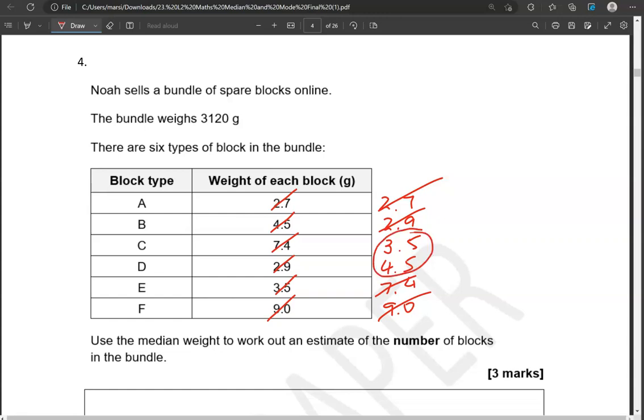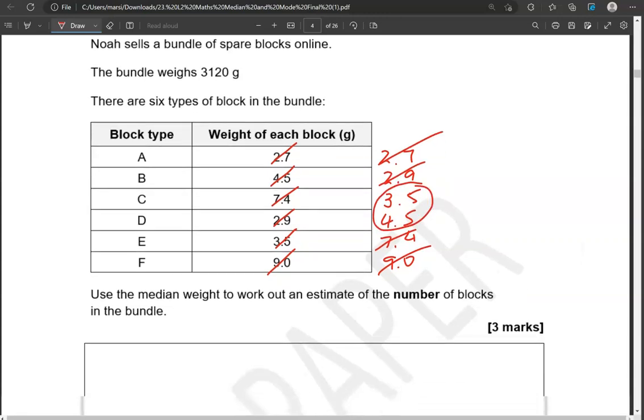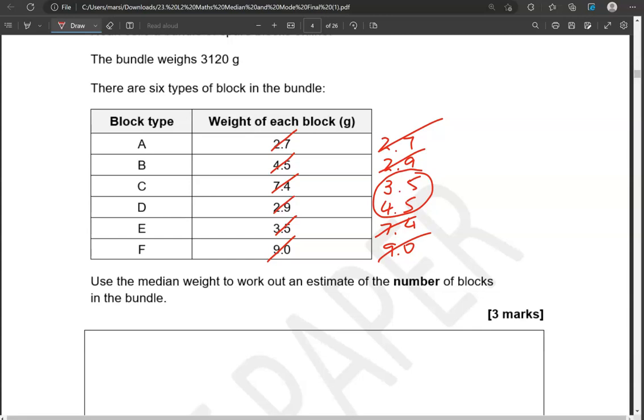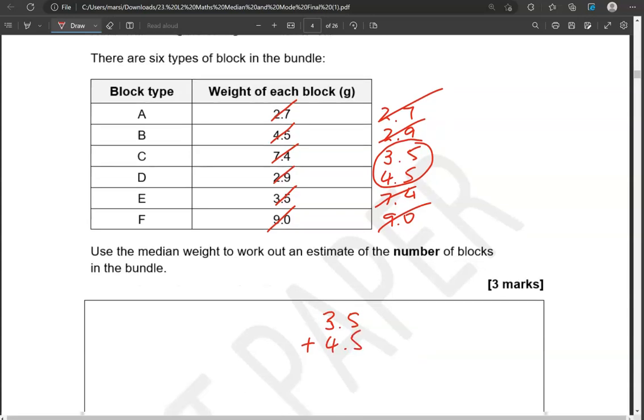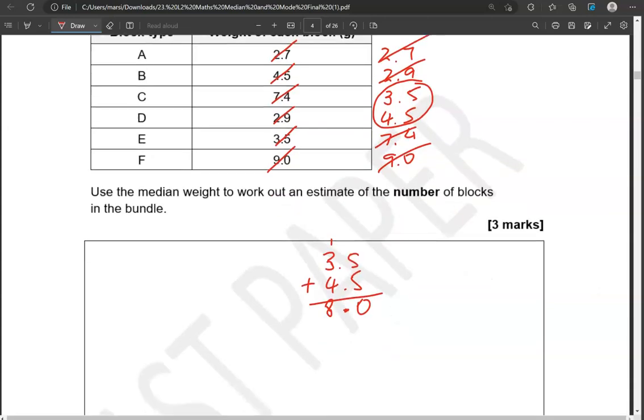So we have two numbers in the middle. So that is 3.5 and 4.5. If we add these two together, we get 10 here, 1 carried over, 3 and 4 is 7, and the 1 is 8. So we get 8.0, which is the same as 8. So half of 8, that is 4. So the median is 4.